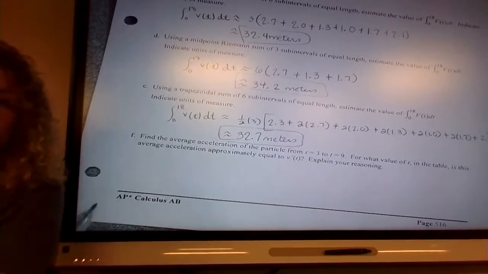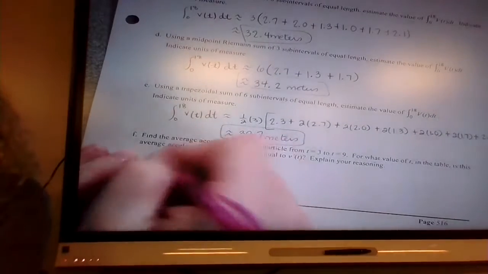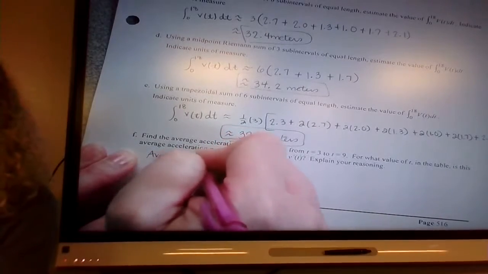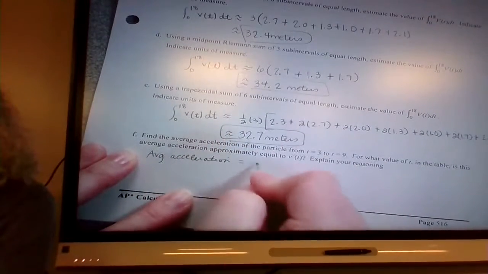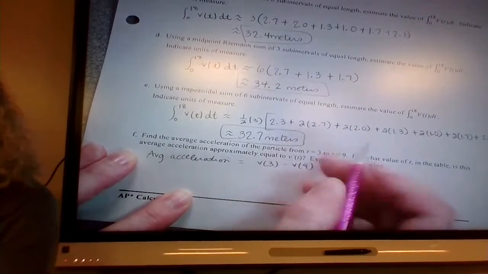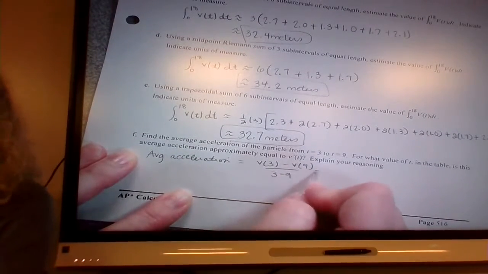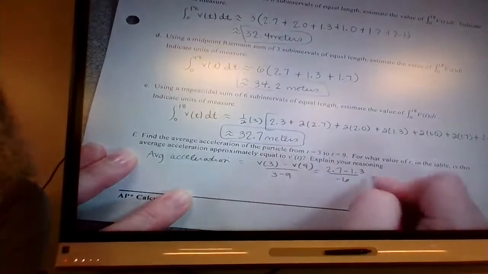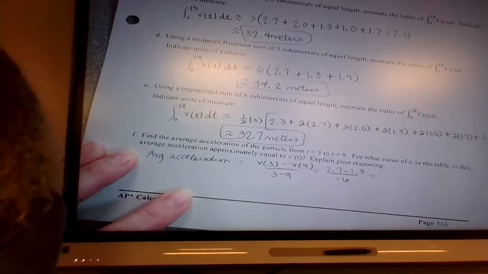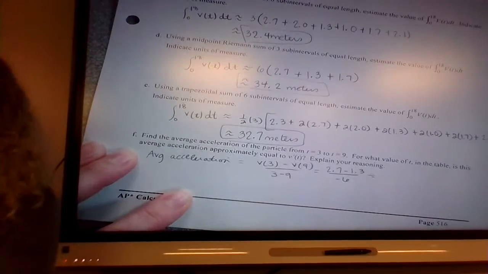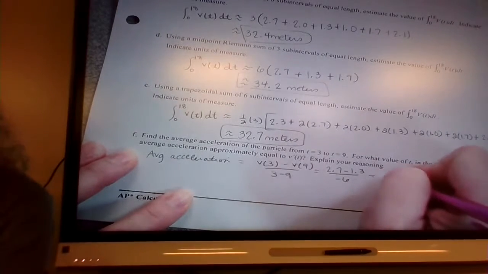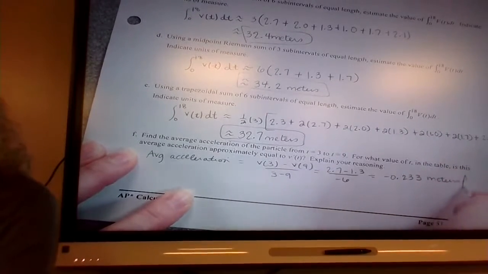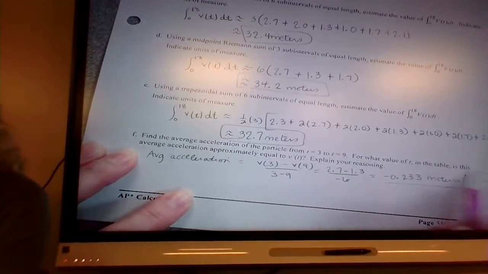Average acceleration for 3 to 9 would be v of 3 minus v of 9 over 3 minus 9. So v of 3 is 2.7. v of 9 is 1.3, and that's over negative 6. Negative 0.233 meters per second squared. That's what you got going on there.